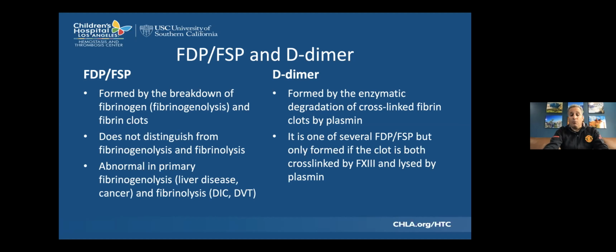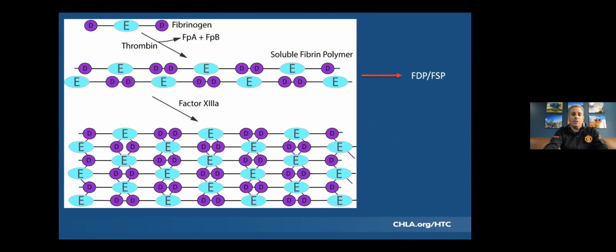FDP can be abnormal in primary fibrinogenolysis, which can happen in liver disease and cancer. We've had actually a few cancer patients in our hospital recently that had this situation, and they were bleeding because they lost their fibrinogen. And also fibrinolysis, which is DIC, or having a DVT, where the clot's being broken down. The D-dimer is really more specific for fibrinolysis. So DIC, and if somebody has a DVT, they typically are going to have a high D-dimer, even when you start treating them. So this is kind of what it looks like in a schematic. You see at the top, thrombin cleaves fibrinogen, and then you get these long soluble fibrin polymers.